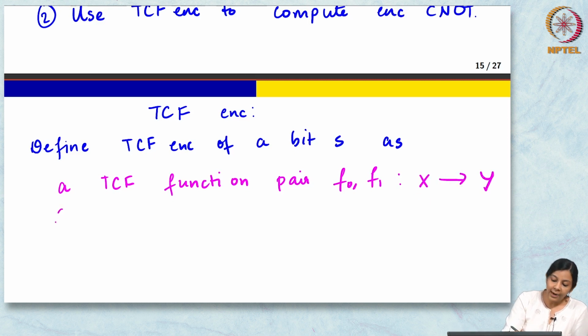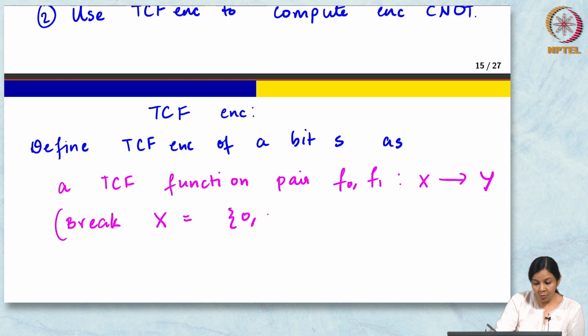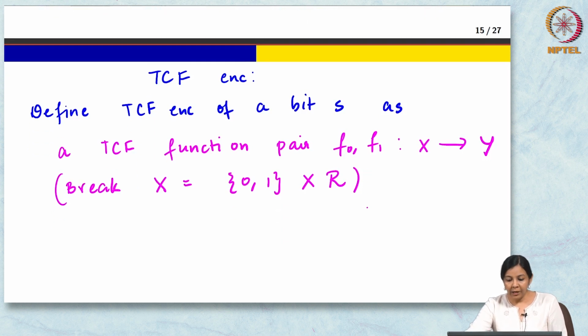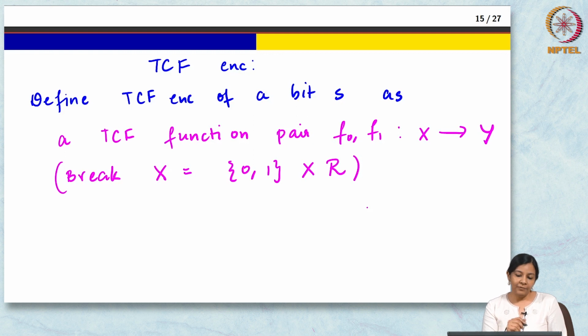Here what I will do is that I am going to break x as {0,1} times r. So, I am sort of splitting the domain into a single bit times the rest of the space. This is, I mean, we can do that. We are given a function, it is just a conceptual thing. So, I split it in this way. Now I have this function pair and I want to use it to somehow encrypt a bit S.